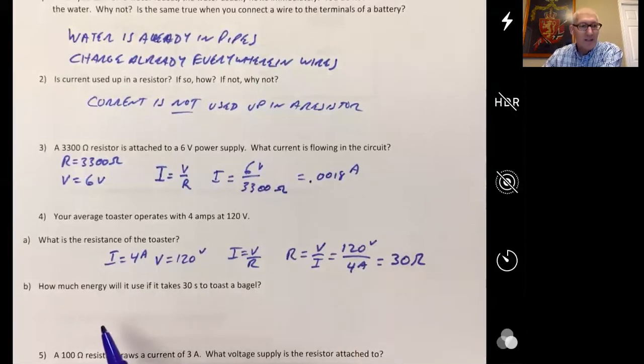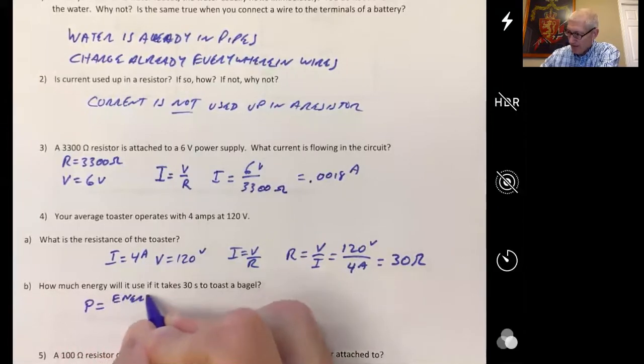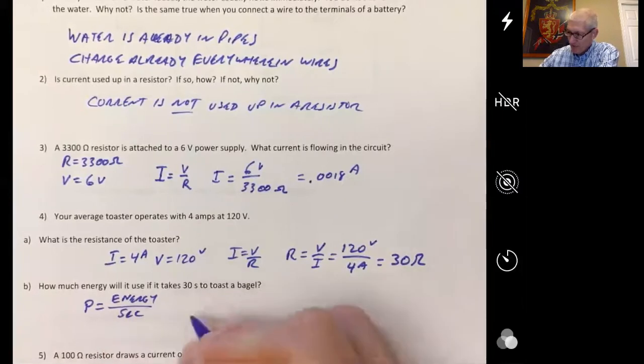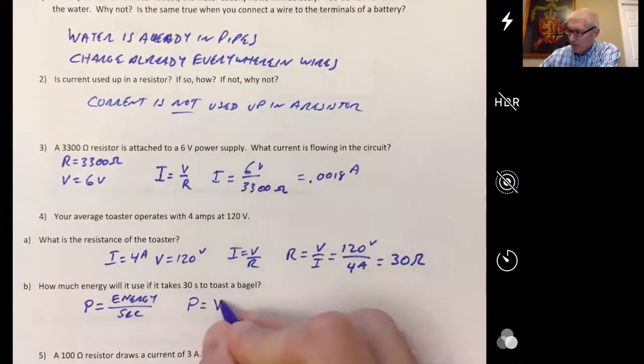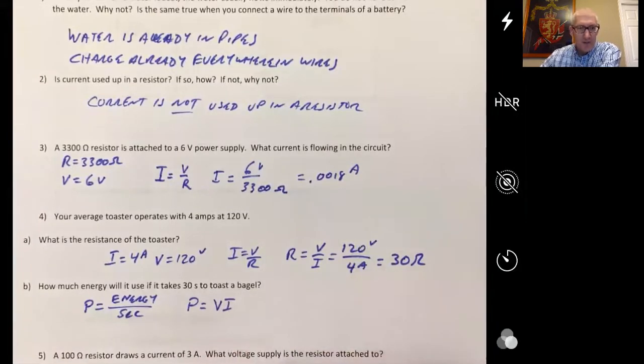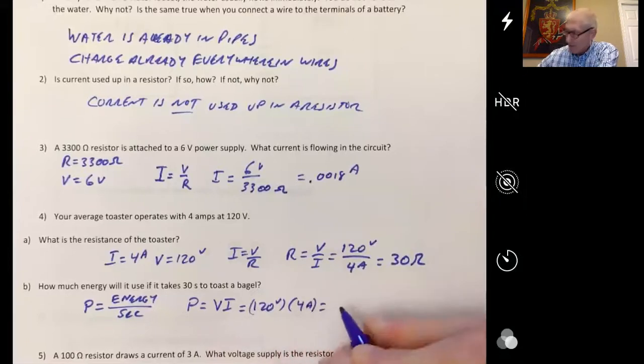Then if we want to, we can figure out how much energy it takes. Energy is related to power. Let's remember that power is the amount of energy per second. We also know from the class time video that was posted on Monday, April 27th, that from an electrical standpoint, power is equal to voltage times current. So if I have a voltage and a current, I can find the power: 120 volts times 4 amps, and that's going to be 480 watts.